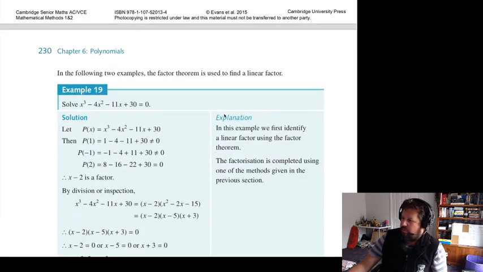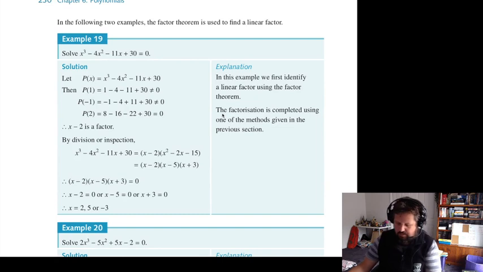Good, good, good. Alrighty. Two examples to go, I believe. What's it say here? In the following two examples, the factor theorem is used to find the linear factor. Good news is we just learnt the factor theorem the other day, so this is going to come in handy. Perfect. Example 19, page 230.